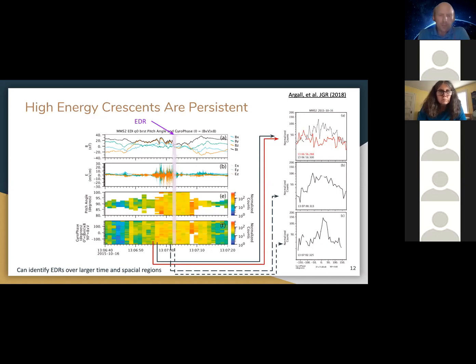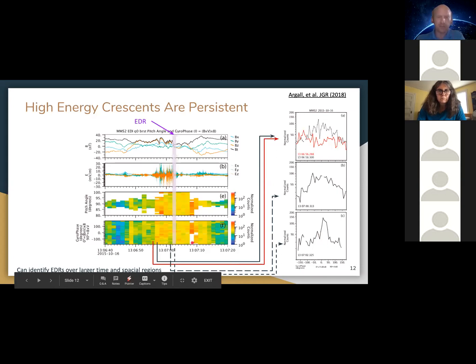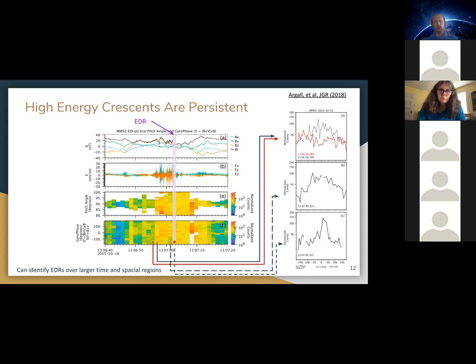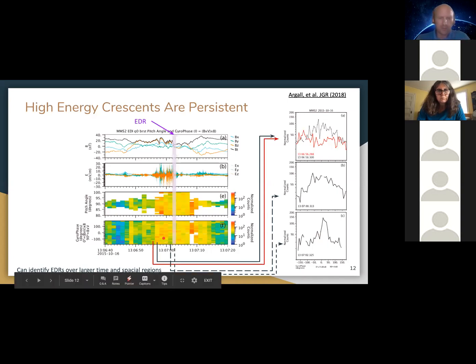eV. EDI measures particles at 500 eV, and particles with energies of 500 eV have a larger gyro radius. Their orbits around the magnetic field are much bigger, and so it allows you to see them farther away from the reconnection site. By having this large sampling rate, we're able to detect the crescent distributions, but we're also able to show that the crescent distributions are much more persistent than we had originally thought. And you can see them far away from the X-line.